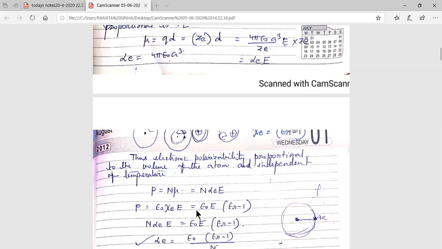It may also be given as an MCQ: the electronic polarizability is proportional to which? Proportional or inversely proportional to the volume of the atom. Four options like this are given, and you have to choose any one of them. So remember these two equations, 4 pi epsilon 0 a cube and this one. This one is especially very important: epsilon 0 (epsilon r minus 1) by n.